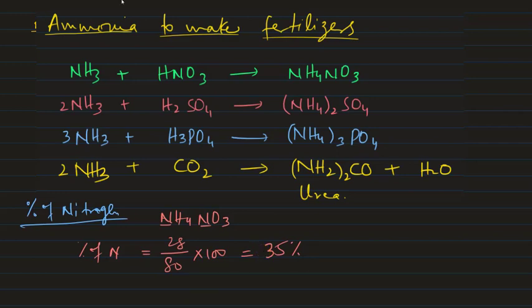Let's find the percentage of nitrogen in urea. So urea is NH2 twice CO, and the percentage of nitrogen in this would be 28, and the molecular mass of urea is 60, times 100. So we'll have a greater percentage of nitrogen in this, which is 46.6%. So different fertilizers provide different percentages of nitrogen, and the greater percentage of nitrogen means the more effective the fertilizer is.